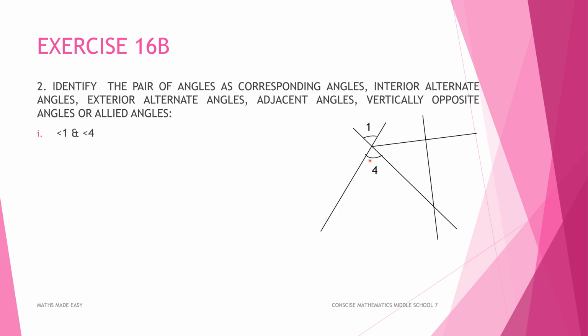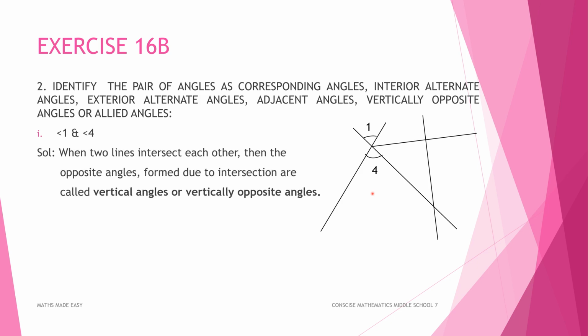Look here children carefully. It is just opposite to each other. Here this is 1 and this is 4, right? It is just exactly opposite to each other. So it should be vertically opposite angle. So from this itself you can understand, one of the easiest ways.